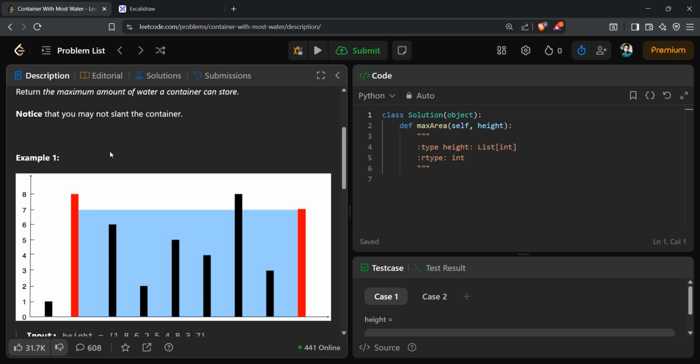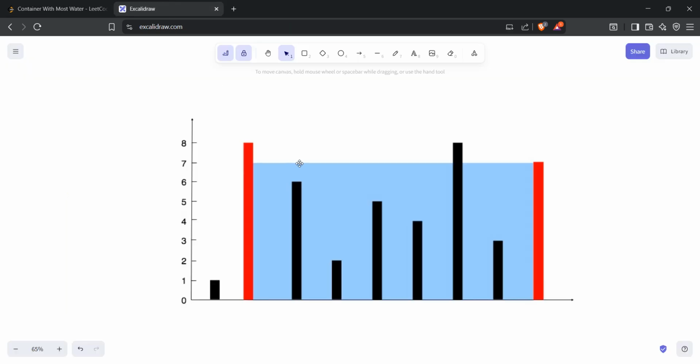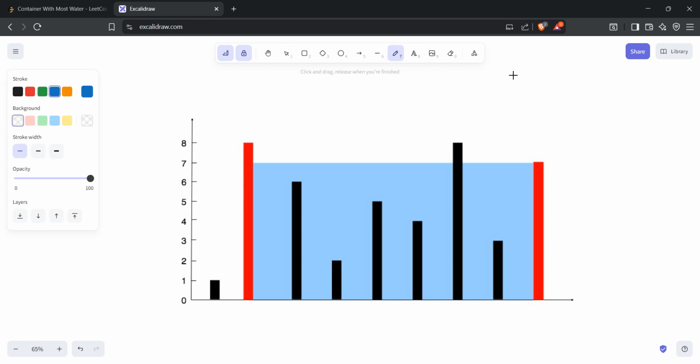Okay, so there is a container given, and first of all, what is a container? Any container that may hold water is a container for this question. You can see that this highlighted area, the blue area, is the actual answer that can contain the most water.